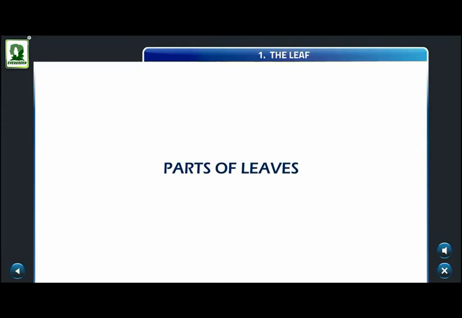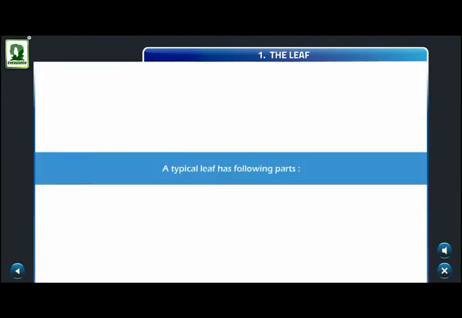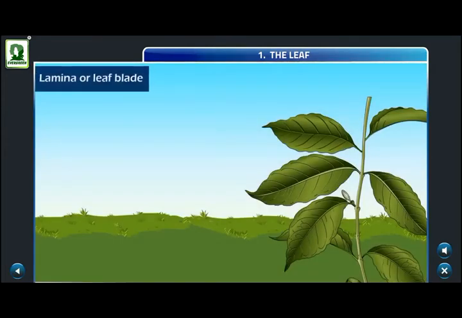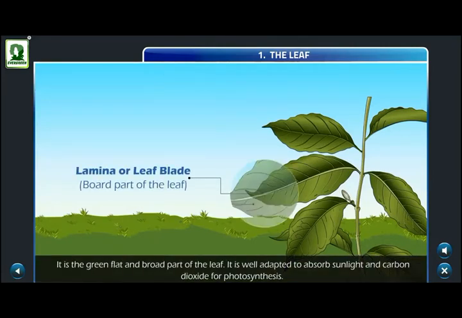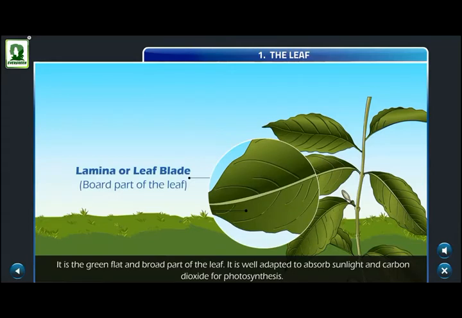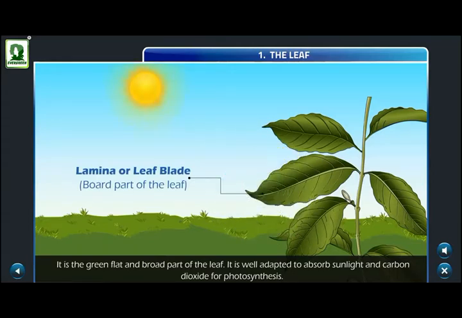Parts of leaves. A typical leaf has the following parts: Lamina or leaf blade. It is the green, flat and broad part of the leaf. It is well adapted to absorb sunlight and carbon dioxide for photosynthesis.